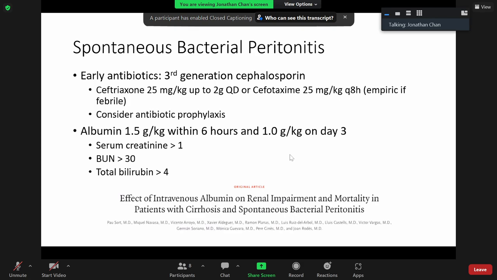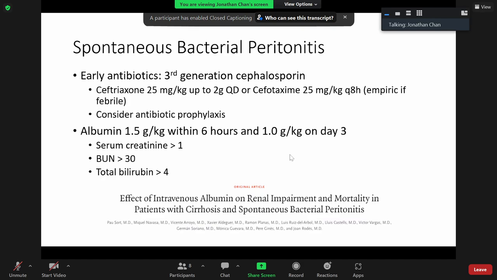The treatment for spontaneous bacterial peritonitis includes early antibiotics, such as a third generation cephalosporin, including ceftriaxone at 25 milligrams per kilogram, up to about 2 grams a day, or cefotaxime at 25 milligrams per kilogram every 8 hours. You do want to consider antibiotic prophylaxis, especially once you have diagnosed the patient with SBP. They sometimes go on antibiotic prophylaxis on a daily regimen after they've been diagnosed.